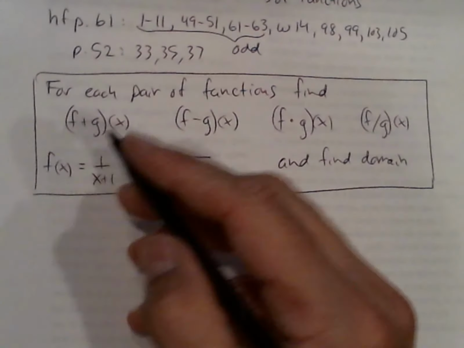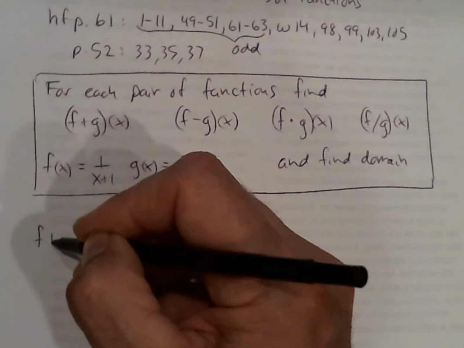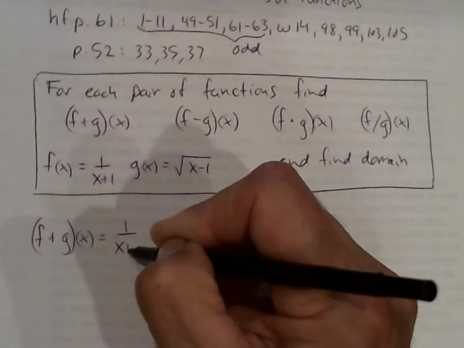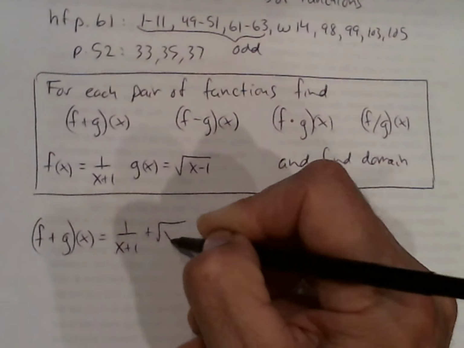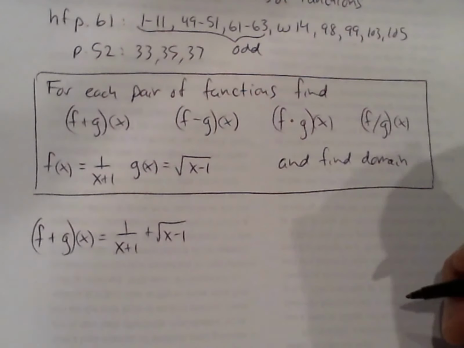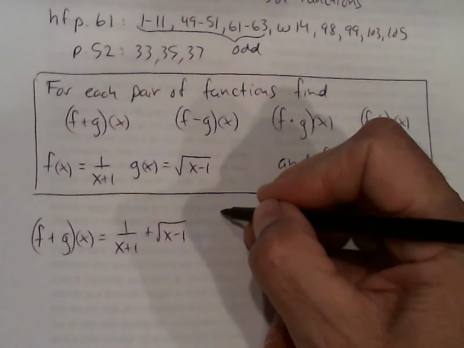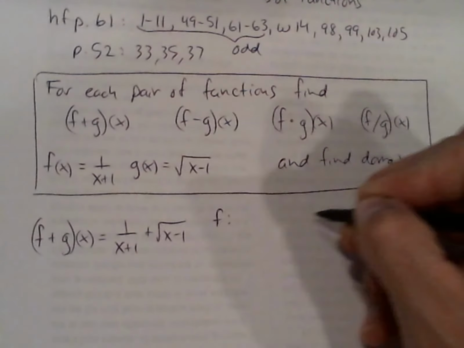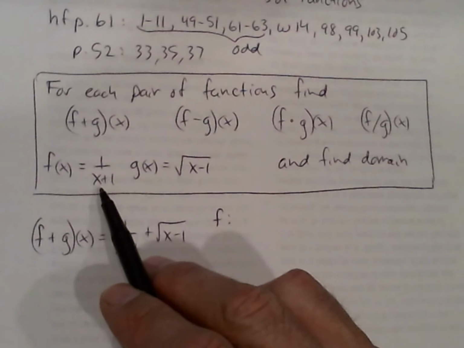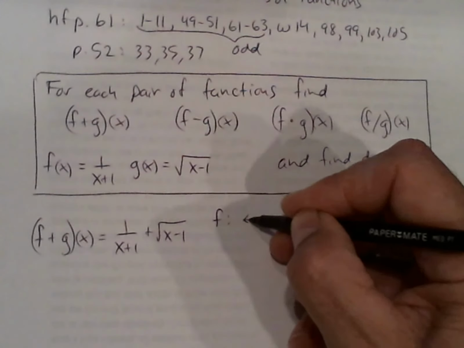So f plus g. To find the domain, we want to make sure we do that before we combine and simplify. So let's look at the domain of f. F is rational. It's undefined when x is -1, so we have all real numbers except for -1. And let's put it on a number line.